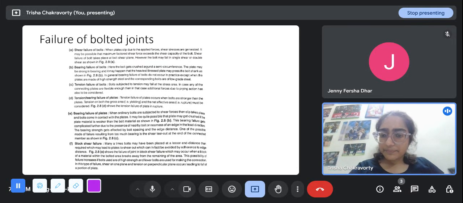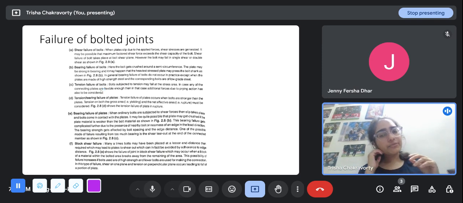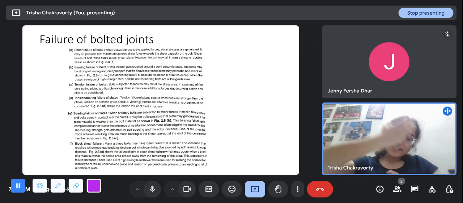Tension failure of bolt. So a bolt subjected to tension may fail at the stress area. In case any of the connecting plates are flexible enough, then additional force due to prying action has to be considered. This last line is confusing. We'll see later. But tension is a fairly obvious thing that we can imagine easily.